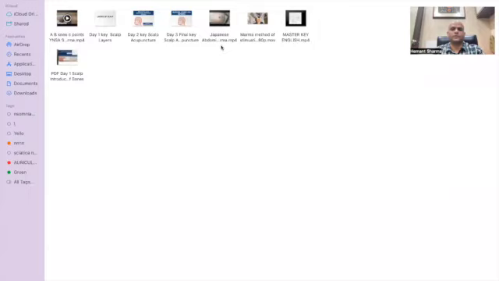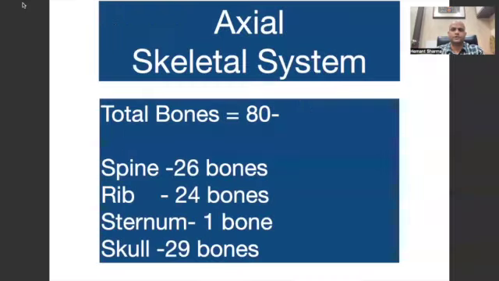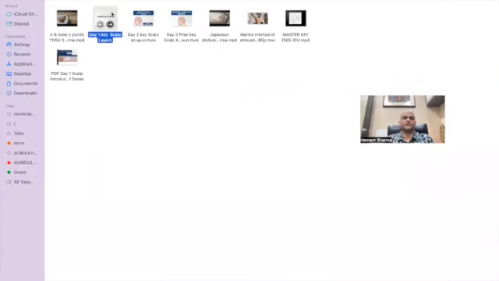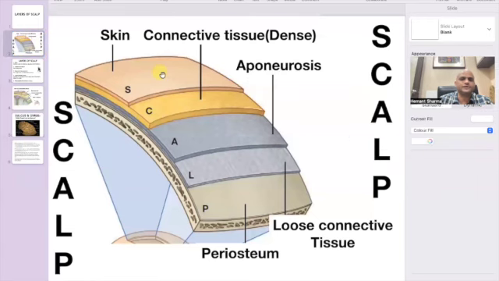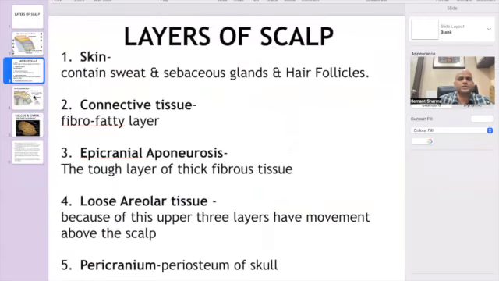So this is the day 1 PDF. I will put the PDF by day wise. And we have discussed about the bones. Yeah, this is the PDF number 2 for day 1. So this is about the name scalp. Scalp is made by 5 layers. This is the description of the layer.